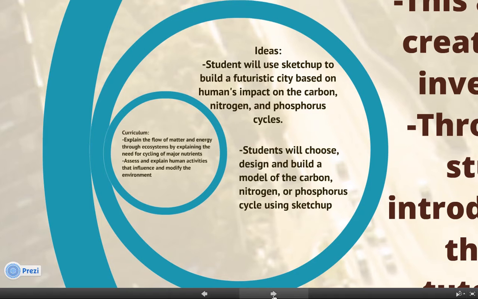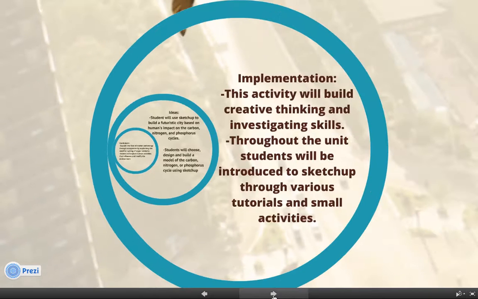Her students used SketchUp to build a futuristic city based on humans' impact on carbon, nitrogen, and phosphorus. Again, a lot of the buildings are already on 3D Warehouse, so the students can just download and modify them as they need. They choose, design, and build a model of the carbon, nitrogen, or phosphorus cycle using SketchUp. SketchUp in general builds creative thinking and investigating skills. Throughout the unit, students are introduced to SketchUp through the tutorials and small activities, the ones that I mentioned earlier.